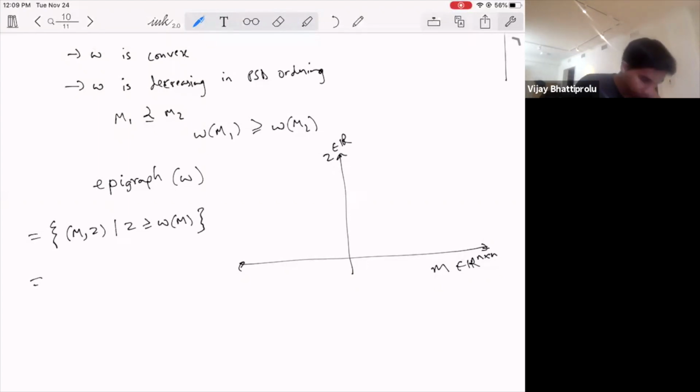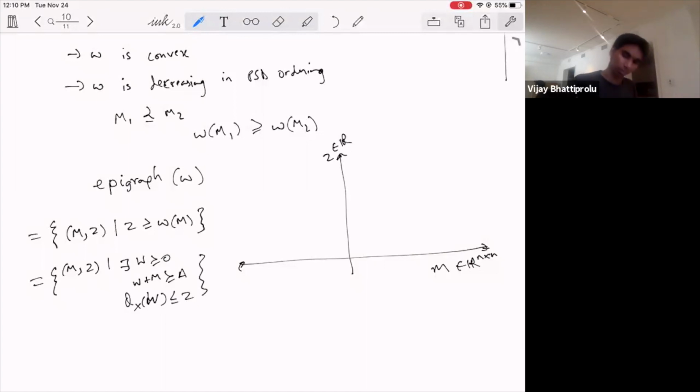Okay, which in other words is the set M comma Z such that there exists W that's PSD, and W plus M dominates A, and quadratic maximum of W is at most Z. Okay, so this is the definition of the epigraph of omega.